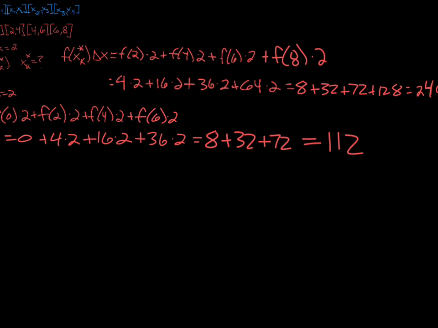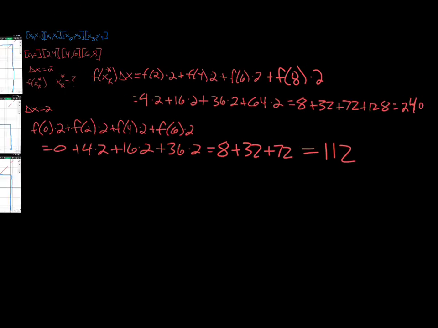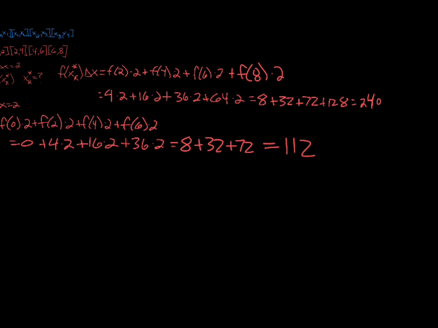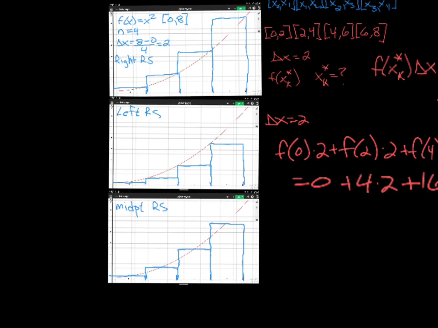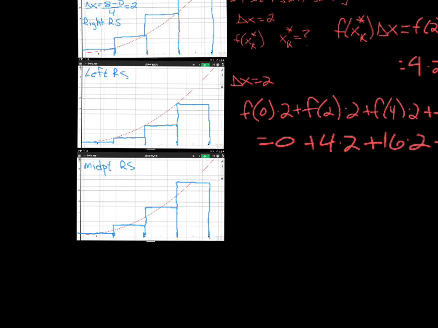Okay, so using the left Riemann sum, we're way different than when we were using the right one. But if you look up here, I think you would agree that the left one is way underestimate, where the right one is an overestimate. Okay, so then the midpoint is going to be a little more accurate.